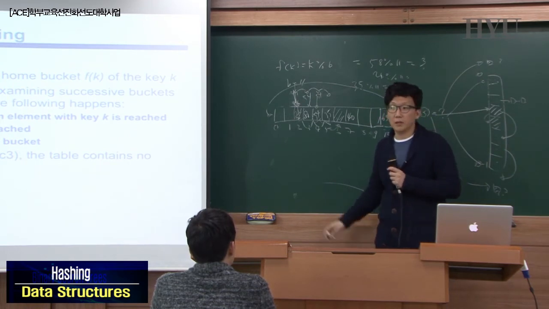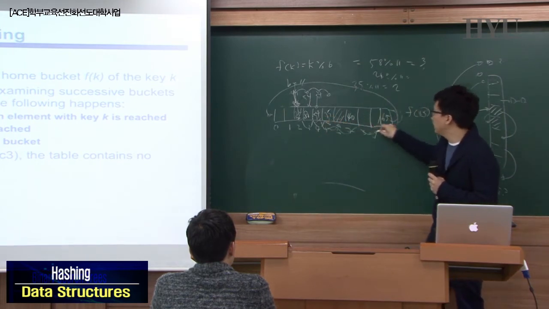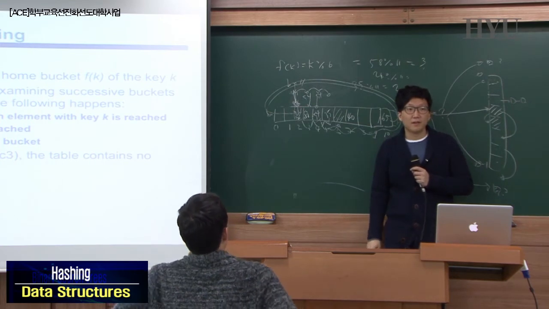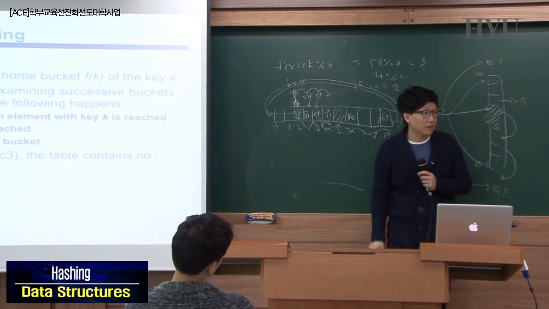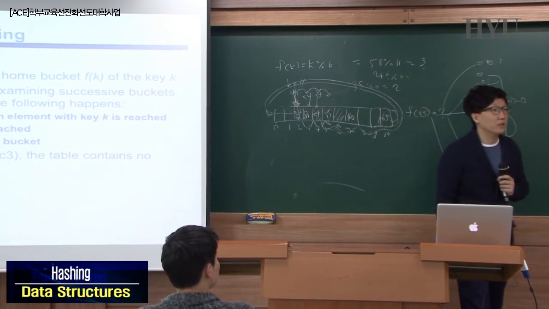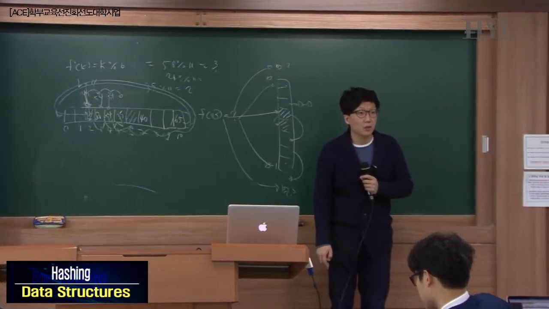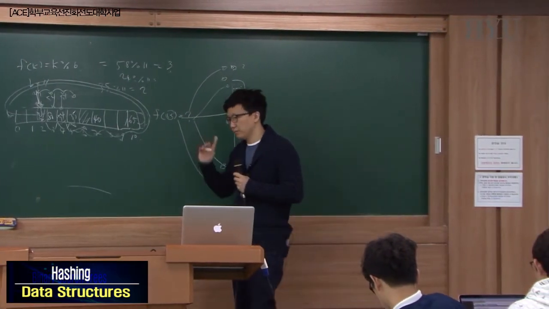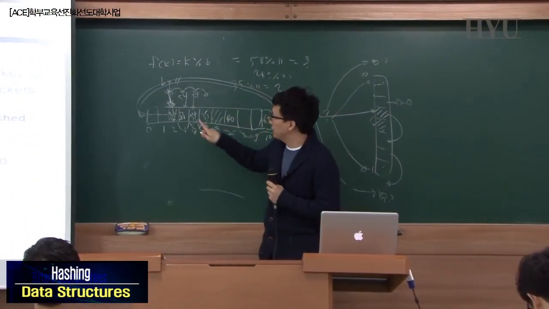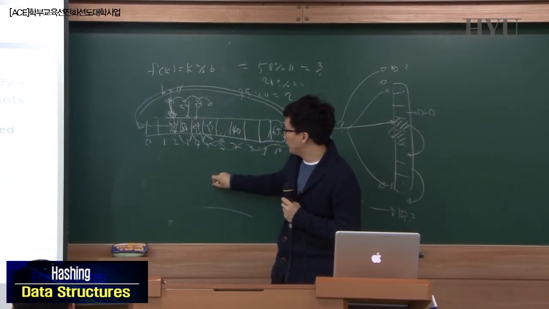If there was a 35, there should be no empty bucket in here. Or you go through the entire list again and go back to the home bucket again. It means that there's no 35, right? So those are the three conditions they look for when they try to find key 35 in linear open hashing. I'm sorry for the confusion. I was confused for a moment.